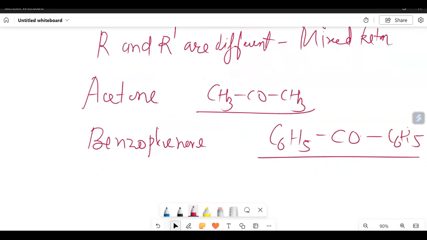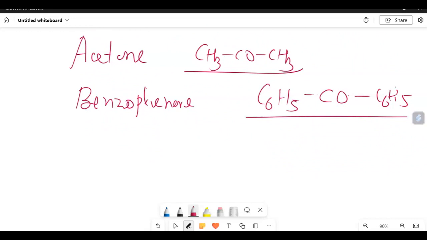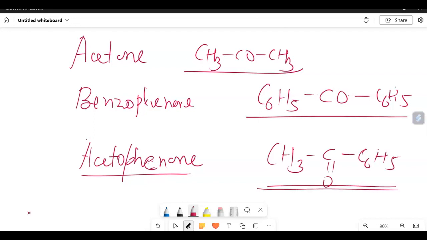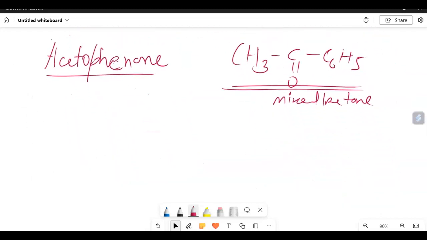So what about mixed ketone? Mixed ketone can be acetophenone, right? What do you understand by acetophenone? Can you give it the name? Acetophenone is like CH3, C double bond O, C6H5. We call it acetophenone, and this is the example of mixed ketone. So you can write down here with me.